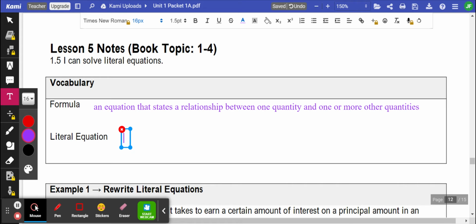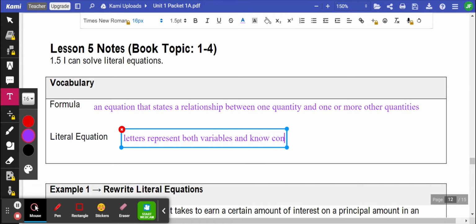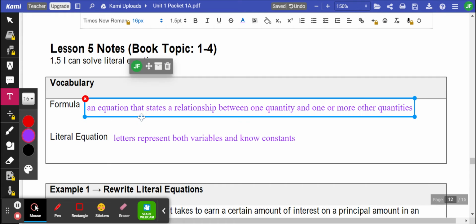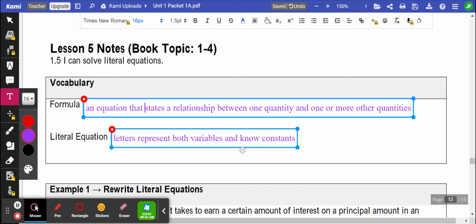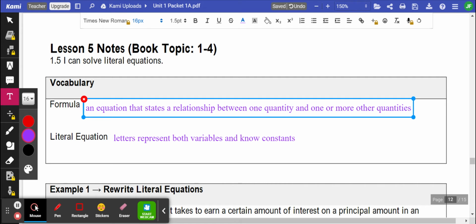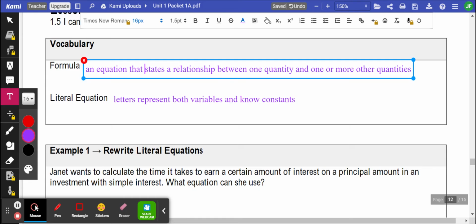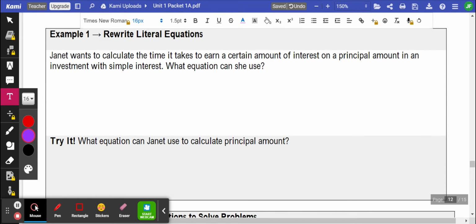And then there's another one, more specifically, a literal equation. It is a literal equation because the letters represent both variables and known constants. Okay, so it's a little different. It is a formula. Little different way to look at it for a literal equation. So you could plug constants in, or you could have constants and then have to rearrange for certain variables. Okay, so first one.